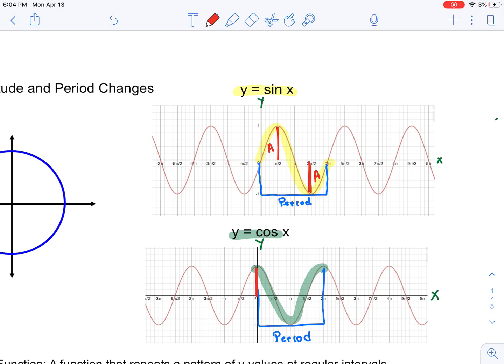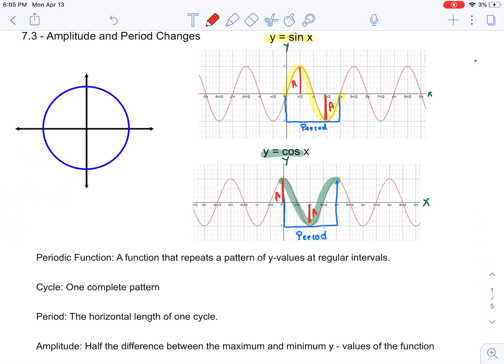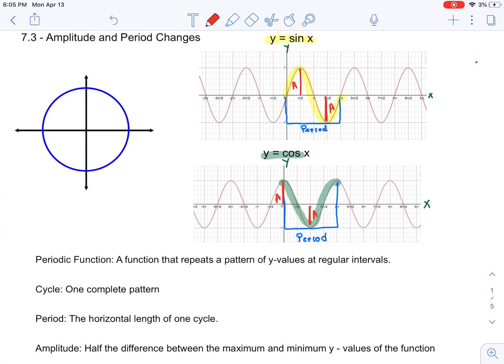On our cosine graph, this would be the amplitude. Here's the amplitude. So our amplitude on our parent graphs is 1. Amplitude is a distance. So once again, that's going to be positive.